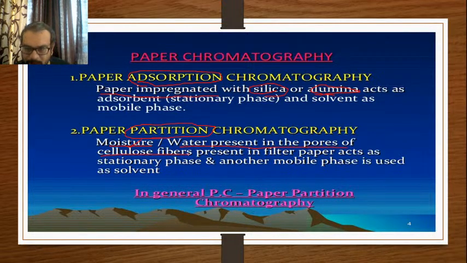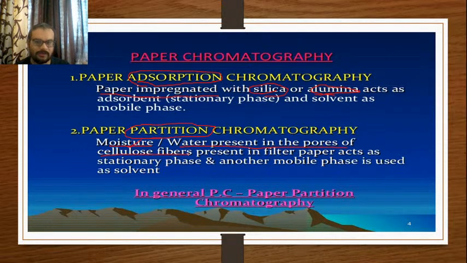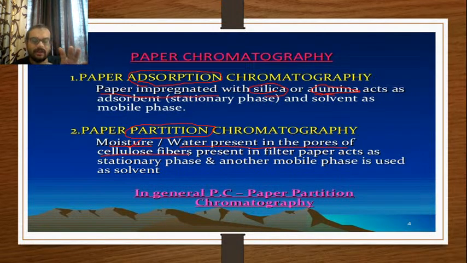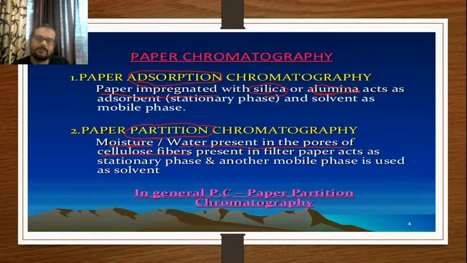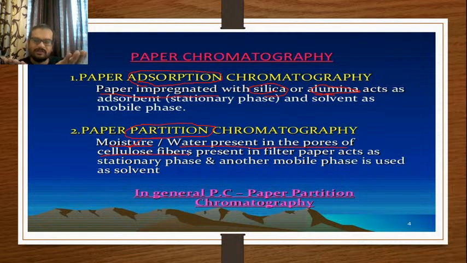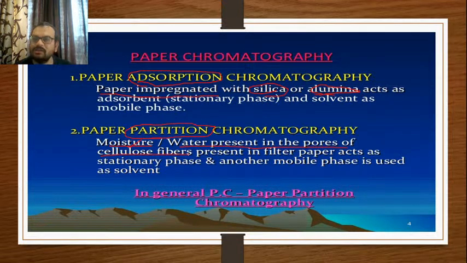Now the cellulose fibers have the capacity to absorb the moisture or water vapor present in the surrounding medium or in the atmosphere. This moisture, whether deliberately or not, intentionally or non-intentionally, present on the cellulose fiber will act as your stationary phase, and your mobile phase is already a liquid. Since the moisture is in liquid form, you can easily carry out the separation by using partition chromatography in case of paper chromatography.